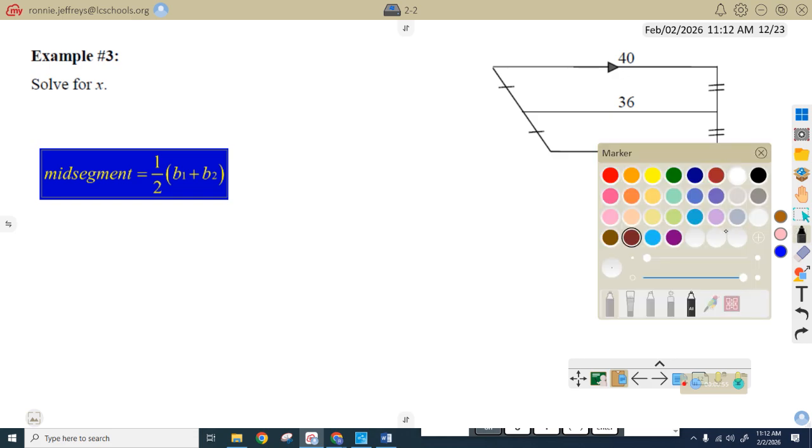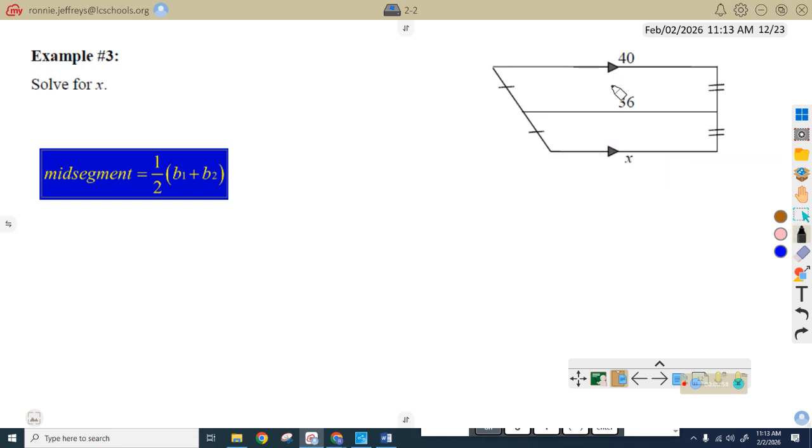This time it's a little different. So we would add 40 plus x over 2 equals 36. I wonder what we do first. I bet we subtract 40 from both sides first, correct? No. Alright. All this is being divided by 2, so we would multiply.